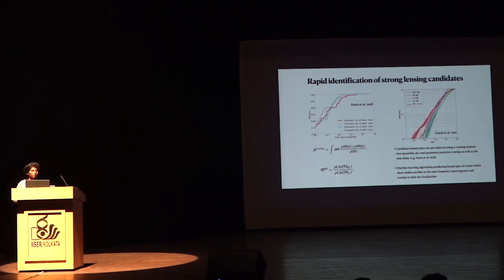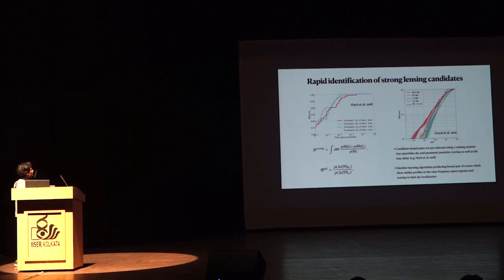Again, there are many methods, many algorithms people have developed for finding lensed events in the gravitational wave data, but I would like to just mention a couple of them which are rapid means of identifying strongly lensed candidates. So one of them is this work by Harris et al.